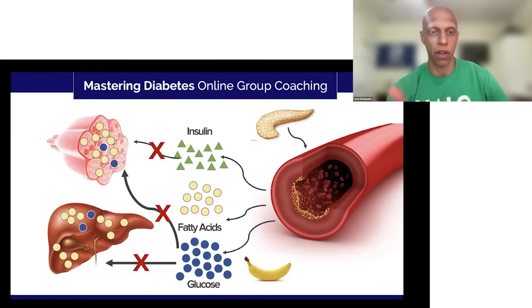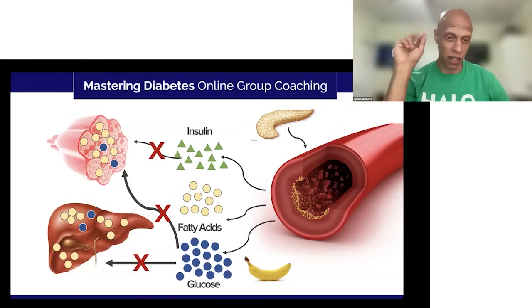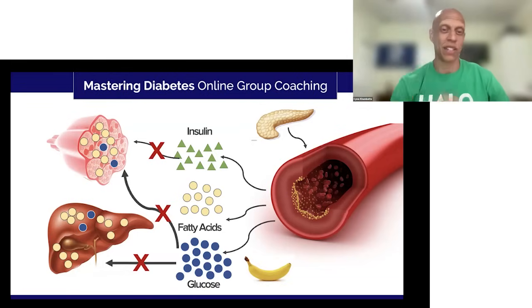So in this scenario, you actually have 3 metabolites inside of your blood that are all circulating in excess quantities. Number 1, insulin, you're hyperinsulinemic. Number 2, fatty acids, hyperlipidemic. And number 3, glucose, hyperglycemic. Hyperlipidemic, hyperglycemic, hyperinsulinemic. This right here is classic insulin resistance.